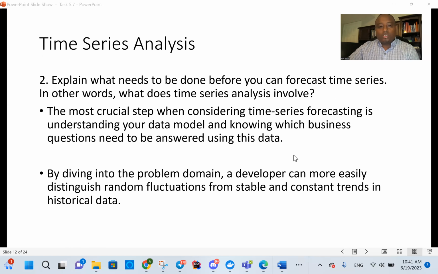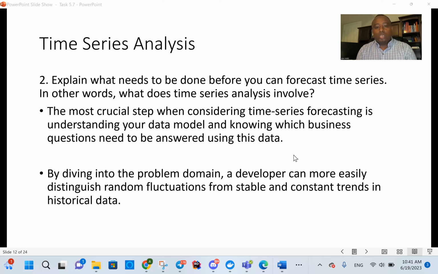The next one is the second question, which is about time series analysis. The question reads like this. Explain what needs to be done before you can forecast time series. In other words, what does time series analysis involve?